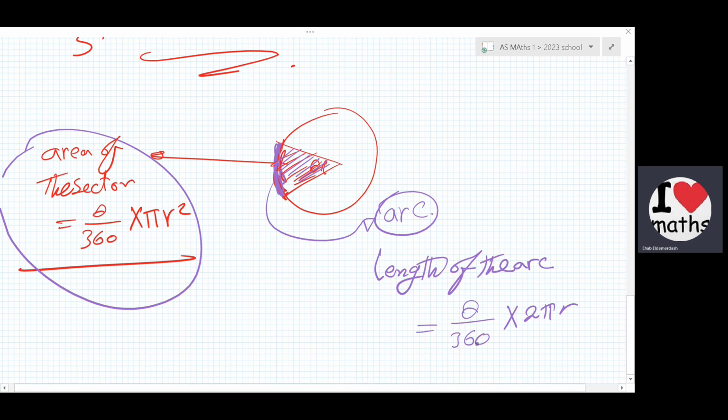The length of the arc will be theta over 360. It's the same scenario regarding the measurement. Theta over 360 multiplied by 2 pi r. 2 pi r is the circumference of the circle. Are we clear on that?